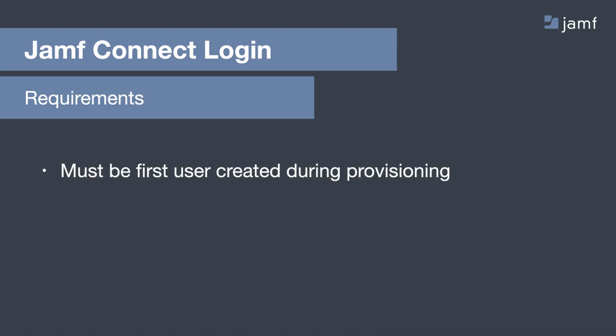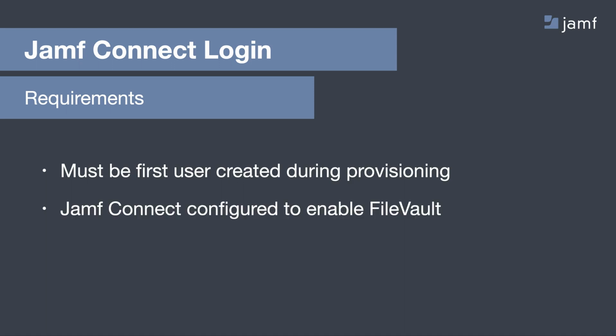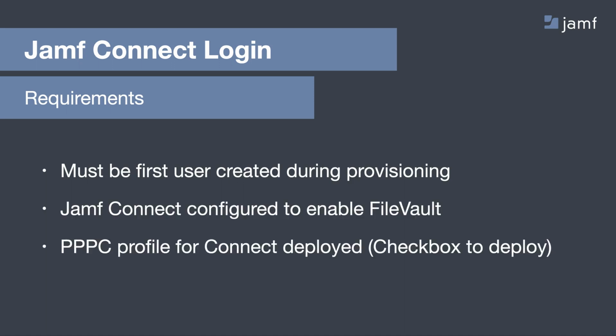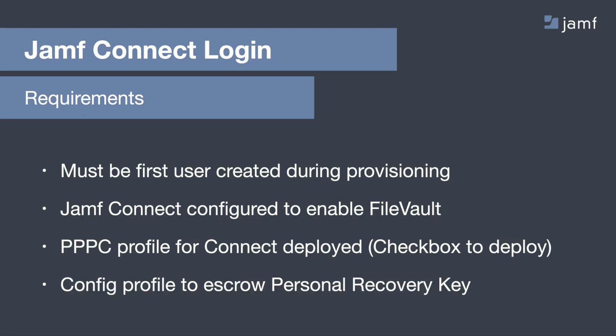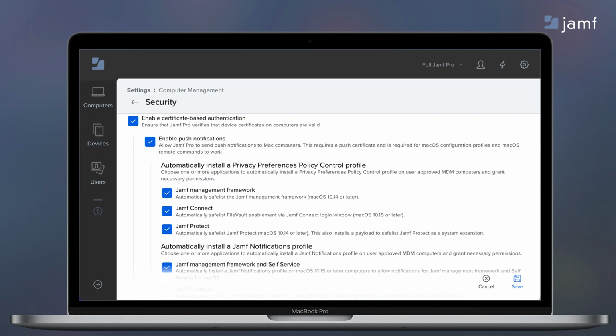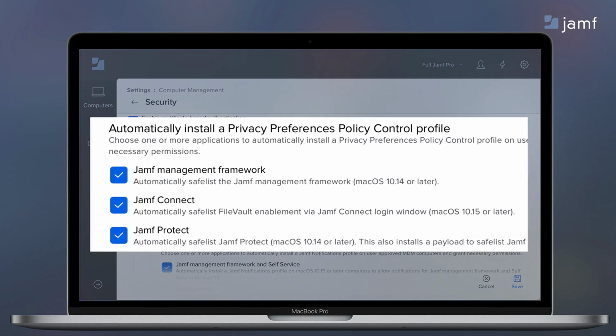With the requirements here, again, this user needs to be created during provisioning, JAMF Connect configured to enable it, privacy preference policy control profile needs to be set for Connect, simply a checkbox within JAMF Pro to do that, and then a configuration profile to escrow the personal recovery key and disallow turning FileVault off. For the PPPC profile, that's going to be in the security preferences within JAMF Pro, like our other products of Pro and JAMF Protect.